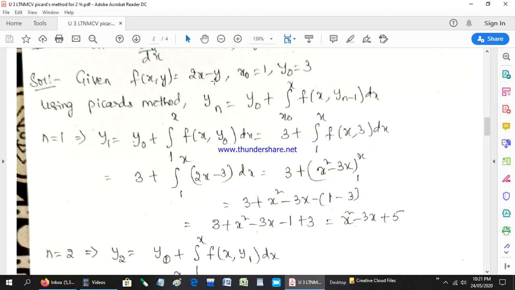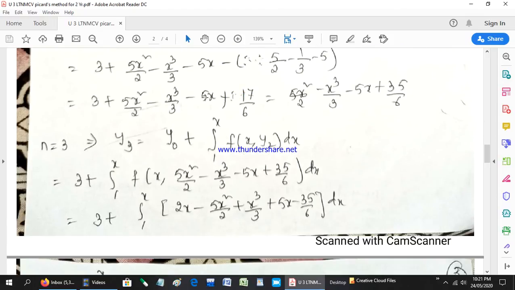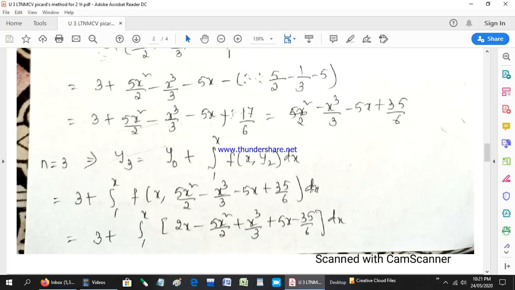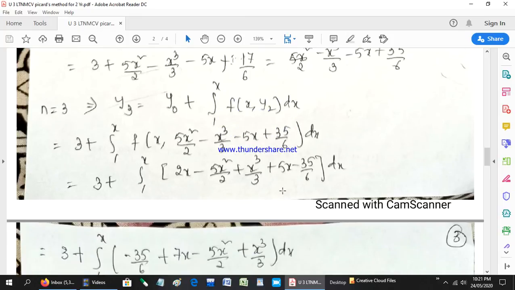The same way we calculate for n is equal to 3, because here the function is simple. f of x y is equal to 2x minus y. We calculate for n is equal to 3 because we just have to substitute the y value and integrate. So we can calculate n is equal to 3 easily. So we go for the third approximation. y3 is equal to y0 plus integral 1 to x f of x y2. This is as per the general formula, and this is the value of y2. So substitute y2 in f of x, and y2 is this value 5x square by 2 minus x cube by 3 minus 5x plus 35 by 6.